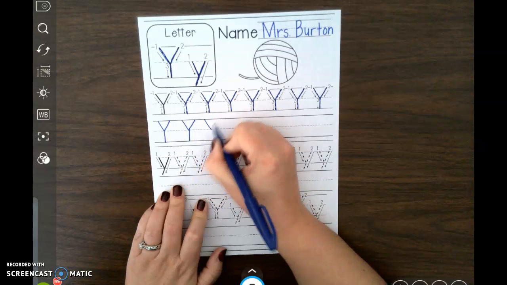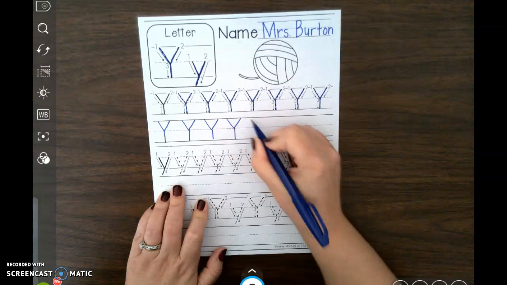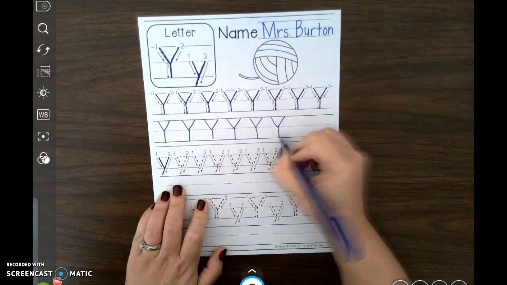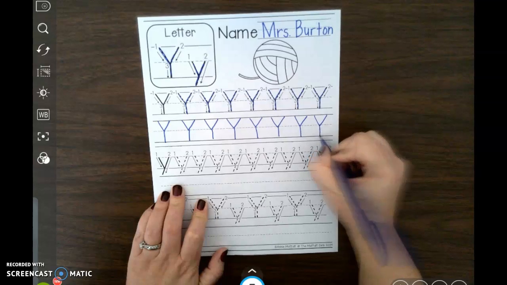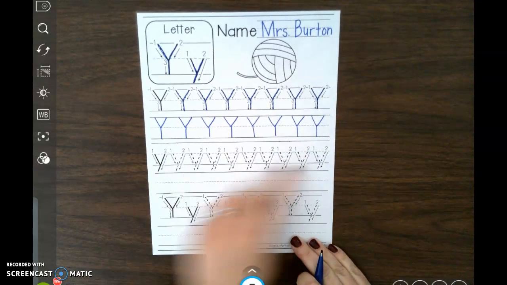Now remember, on these writing pages, if you need to hit pause for a minute until you finish your row of letters, you can do that, and then click play again when you're ready to keep going. All right. After we finish that row of uppercase y's, we're going to come down and do the lowercase y's.